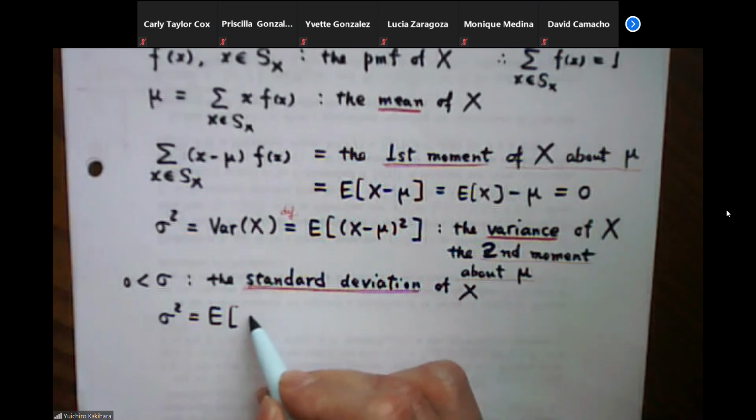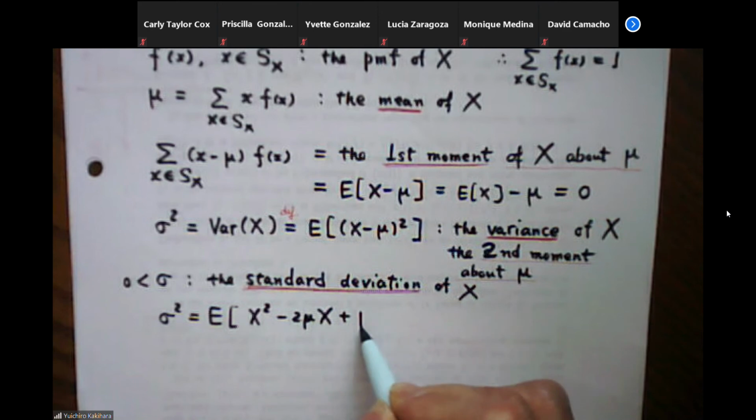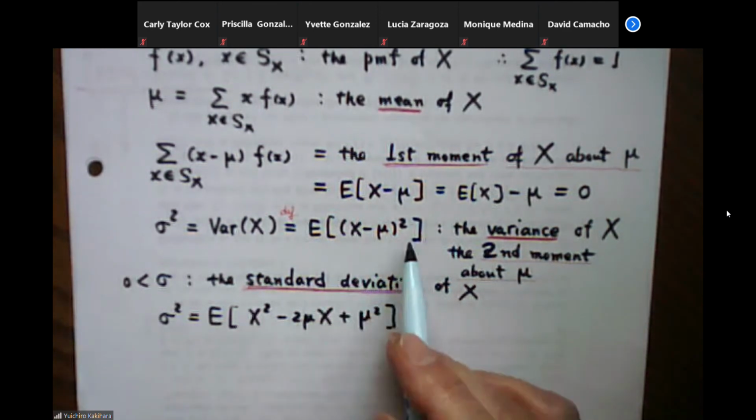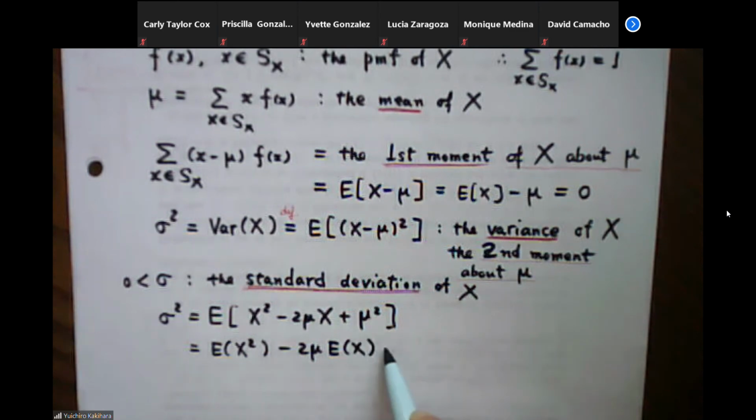So this is x squared minus 2 mu x plus mu squared. Is that right? I just multiply this by this. Then we can separate the sum as E of x squared minus 2 mu times E of x plus mu squared. 2 mu is a constant, so it goes outside the expectation. But what is E of x? This is mu.